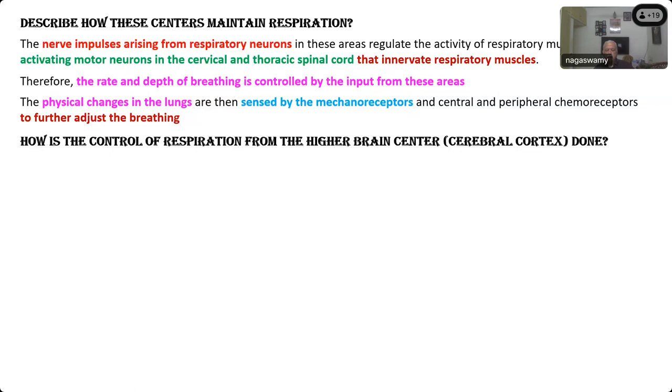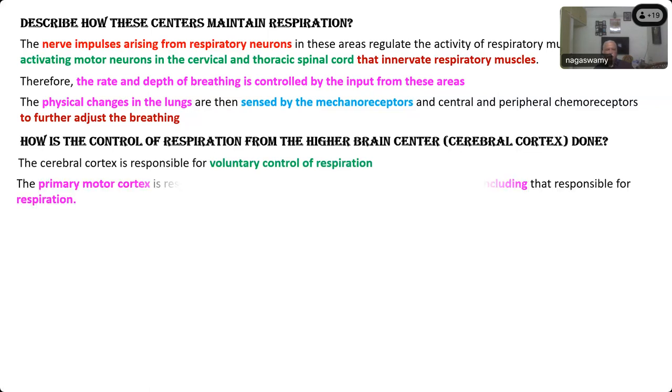What is the communication between these two? So this is for voluntary control, as I told earlier. The primary motor cortex in the cerebral cortex, we have a motor cortex and the sensory cortex, is responsible for initiating any voluntary muscular movement, including that of respiration, that is the diaphragm.